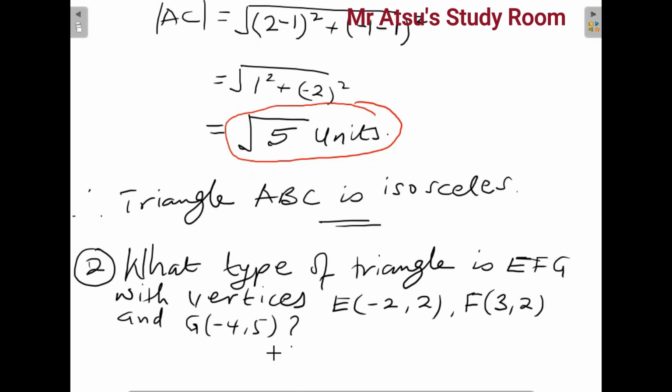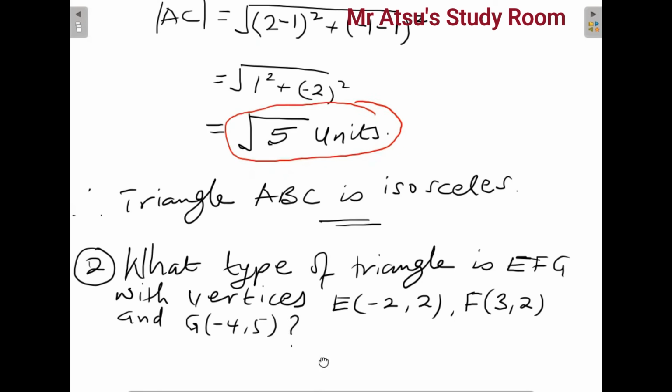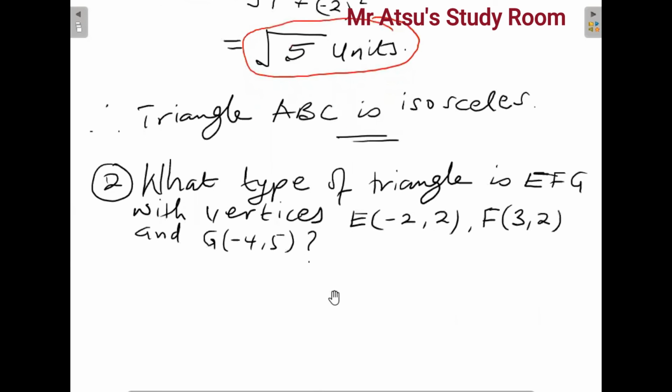We take another example. Example 2 says, what type of triangle is EFG with vertices E (-2, 2), F (3, 2), and G (-4, 5)? I will leave this one for you to solve on your own, so you can pause the video and solve, and when you finish, you compare with the answer I am going to write now. After solving, you must get a scalene triangle because none of the three sides will be equal.